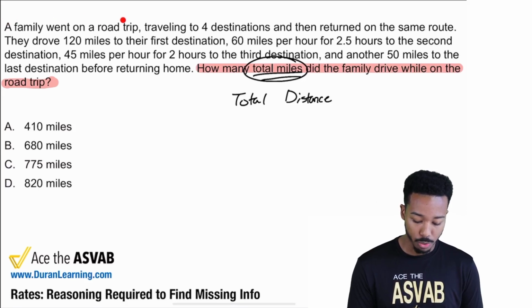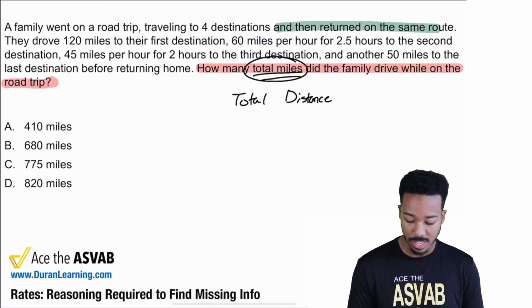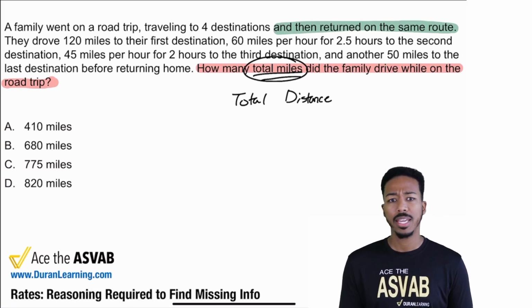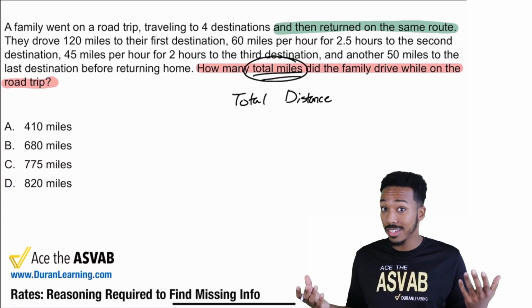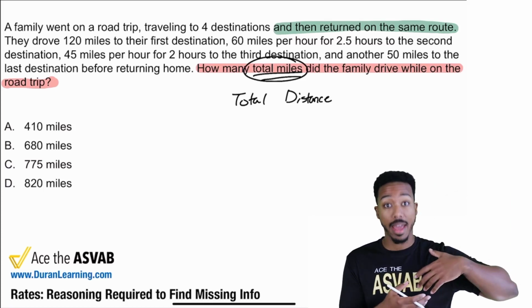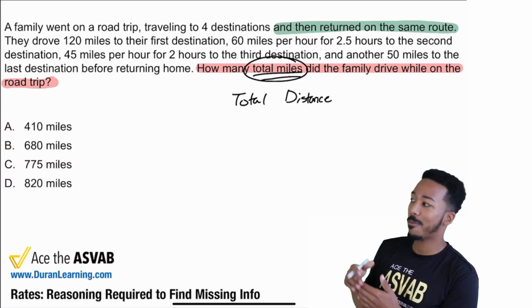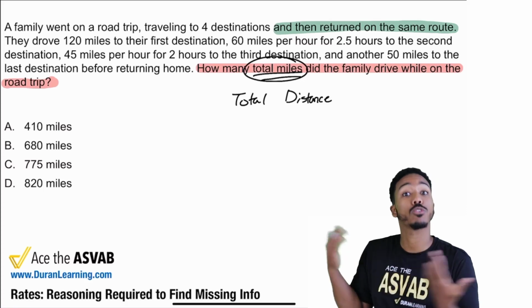A family went on a road trip, traveling to 4 destinations and then returned on the same route. I'm going to highlight that right there for us. And then returned on the same route. Let's just talk about what that means for a second. Think about it. If you're going somewhere and then returning home and you want to find the total distance, pretty much what that means is if you know how far you went, double it to get you back, right? So if I go 10 miles to the grocery store, hopefully that's not that far for you, I've got to add 10 again to come back. So 20 total miles.